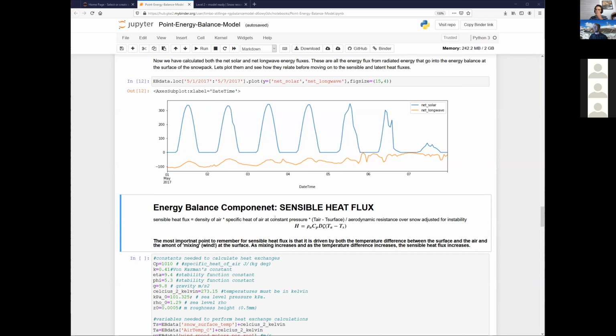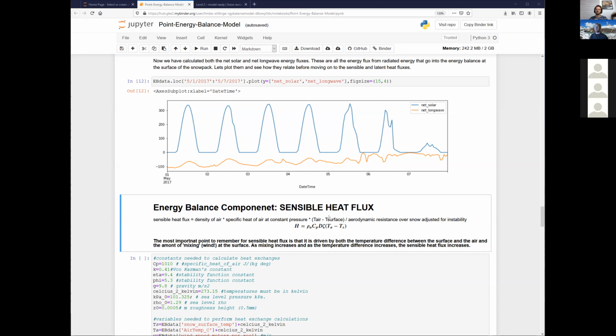And so this is the equation for the sensible heat flux up here, where we take the density of the air, the specific heat of the air, the difference between the temperature of the air and the temperature of our surface, which in our case is snow, and then this term that we call the aerodynamic resistance over the snow adjusted for instability. And there's lots of ways you can estimate sensible and latent heat flux. They can get pretty complicated.